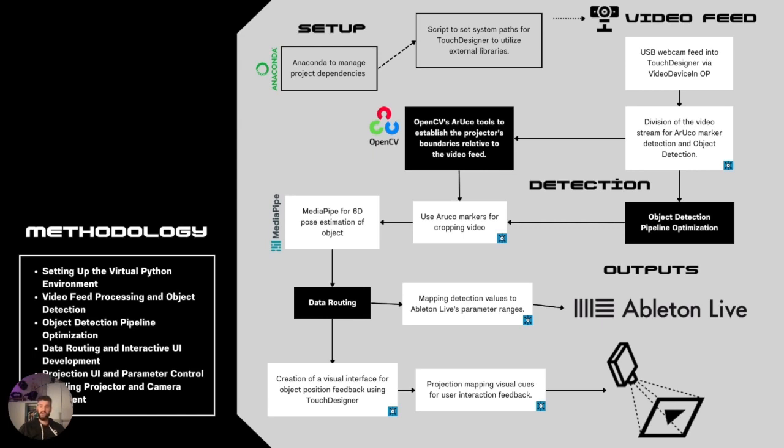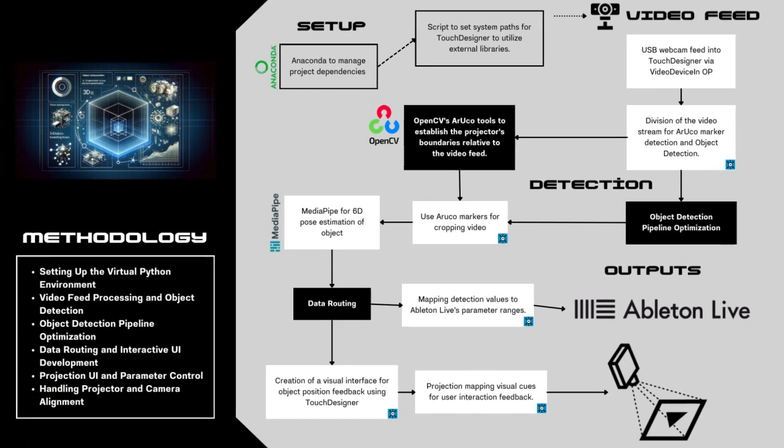Next, that data is routed to the UI and Ableton pipelines. For the UI pipeline, the positional data is represented as a projected spotlight tracking the object, while the rotational data is represented by concentric arcs for X, Y, and Z rotation. For the Ableton pipeline, we remap the 6D object detection values to correspond with Ableton Live's parameter ranges, including the speed of the percussion, the harmonic keys of the melody, and other filtering parameters.